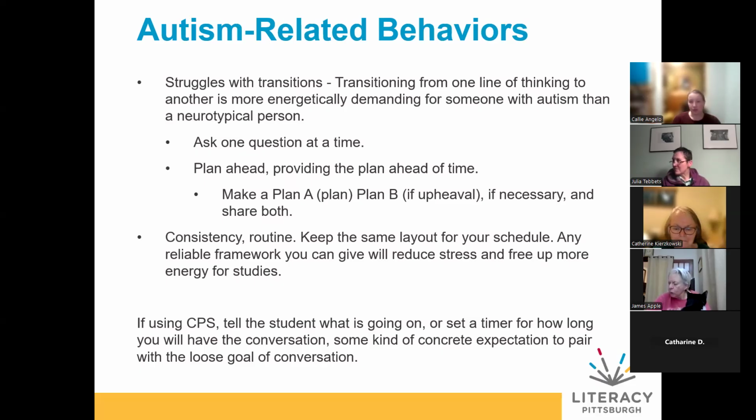Keeping the same layout for your schedule, keeping the same framework for where you meet, when you meet, how long the meeting is, how much time per session that you spend on warm up versus if you can give a break in the middle of the session. All of that will reduce stress and then free up more energy for their studies.